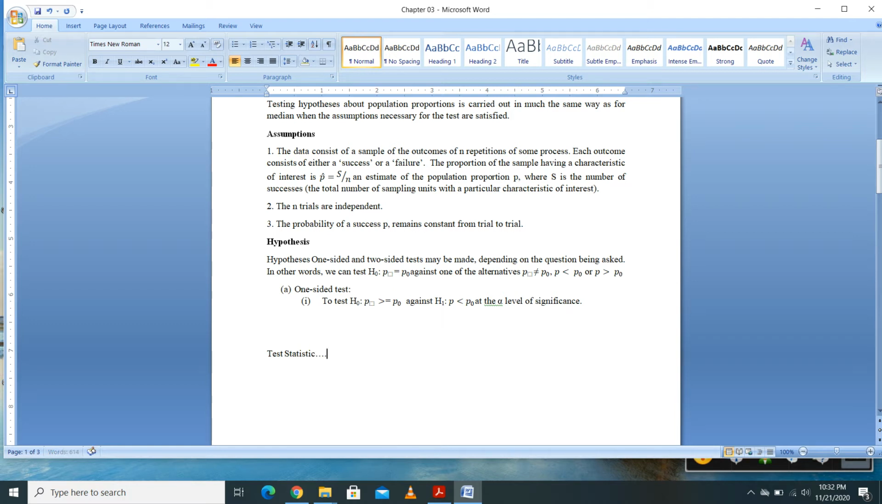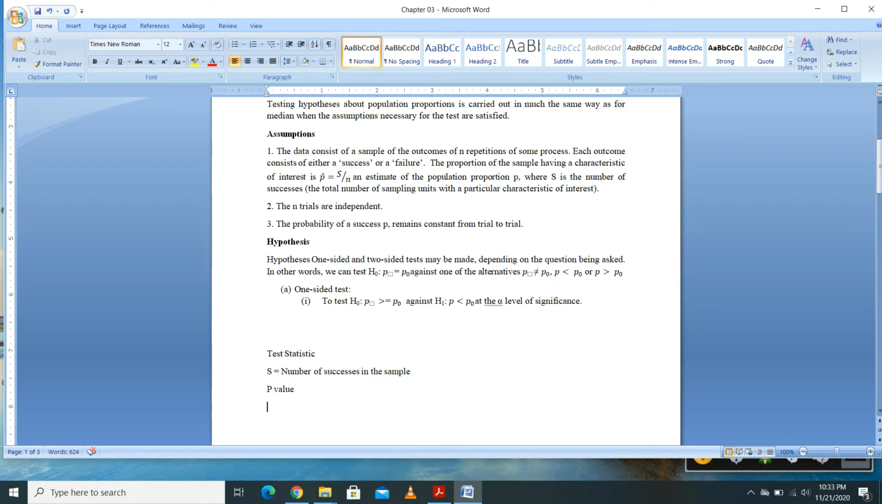In this case, the test statistic is denoted by S, where S is the number of successes in the sample. So that you have to calculate. That would be your test statistic. After calculating the test statistic, we are going to calculate the p-value for your sample.